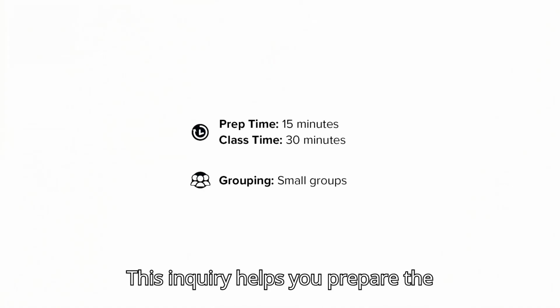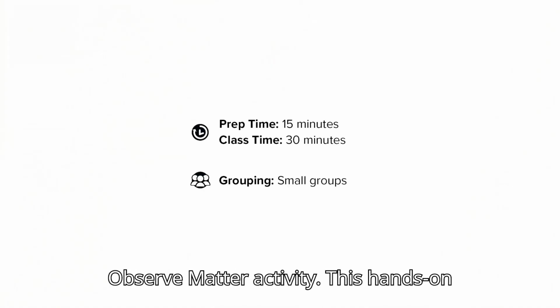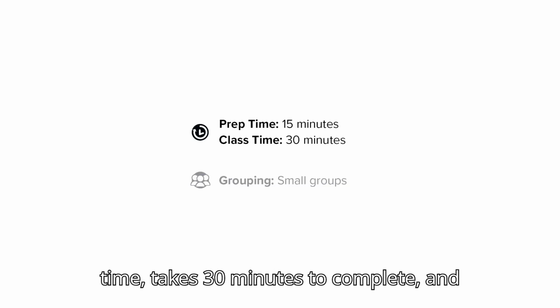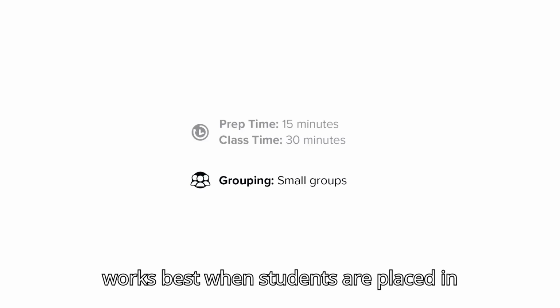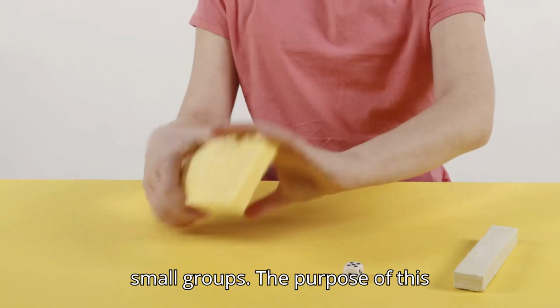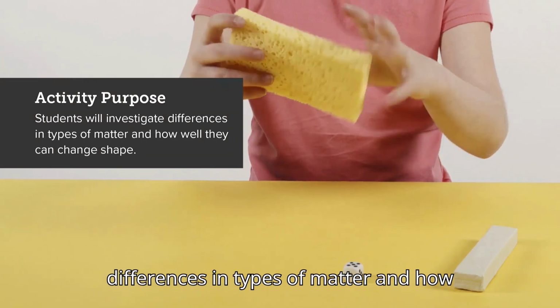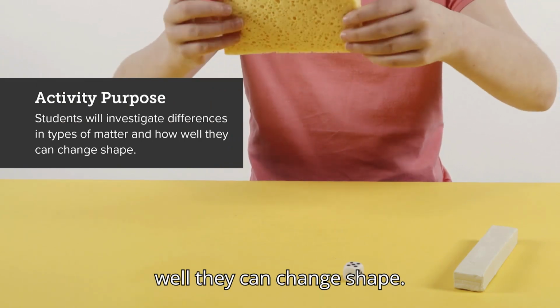This inquiry helps you prepare the observed matter activity. This hands-on activity requires 15 minutes of prep time, takes 30 minutes to complete, and works best when students are placed in small groups. The purpose of this activity is for students to investigate differences in types of matter and how well they can change shape.